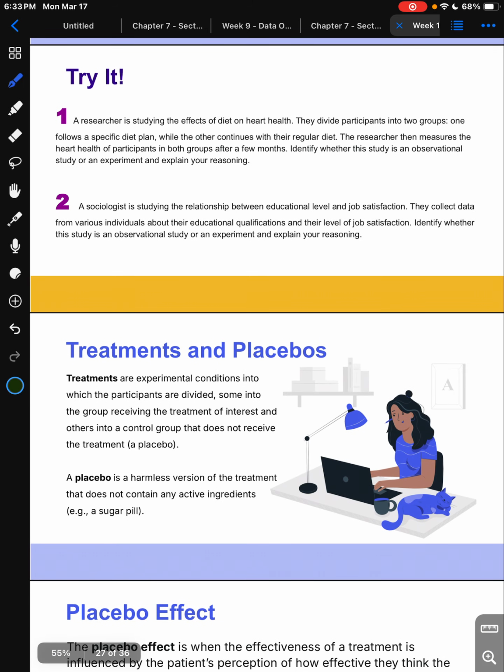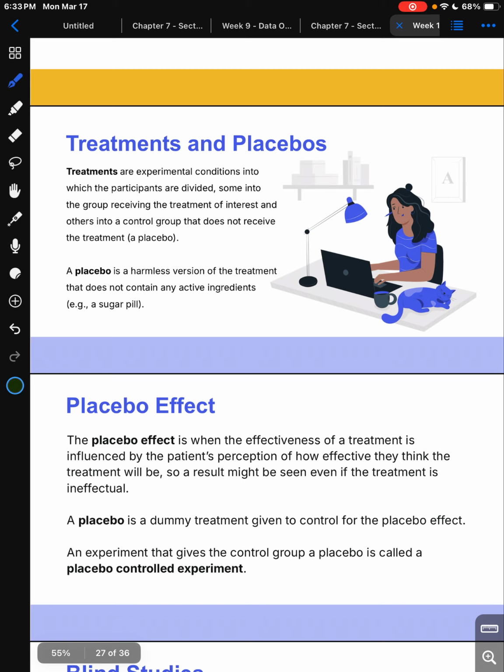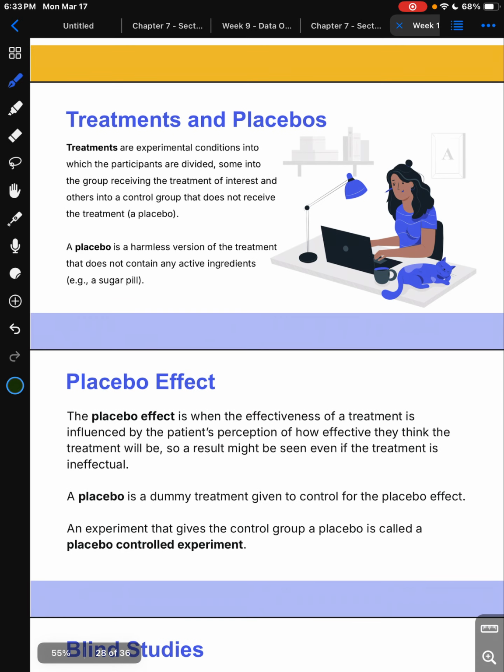Treatments and placebos. Treatments are experimental conditions in which the participants are divided, some into groups receiving the treatment of interest and others into a control group. A placebo is a harmless version of the treatment that does not contain any active ingredients, i.e. a sugar pill. The placebo effect is when the effectiveness of the treatment is influenced by the patient's perception of how effective they think the treatment will be, so a result might be seen even if the treatment is ineffectual.